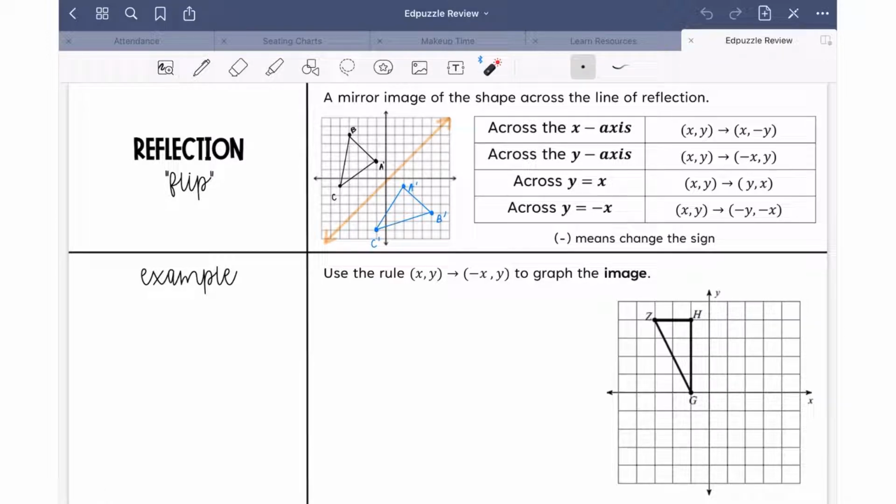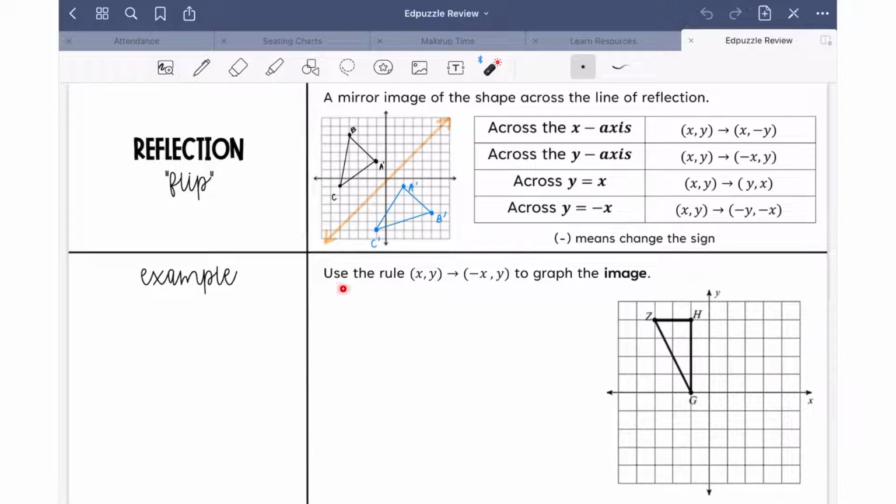Reflections. Remember, reflections are a mirror image of the shape across the line of reflection. And we have 4 different lines that we've been focusing on in my class. So across the x-axis, across the y-axis, across y equals x, and across y equals negative x. And these are the rules that we've been using. Each one is different. But the main thing we need to remember is that negative means change the sign of the number of that coordinate. It does not mean that it has to be negative. It means change the sign. Okay, so let's practice using this example.